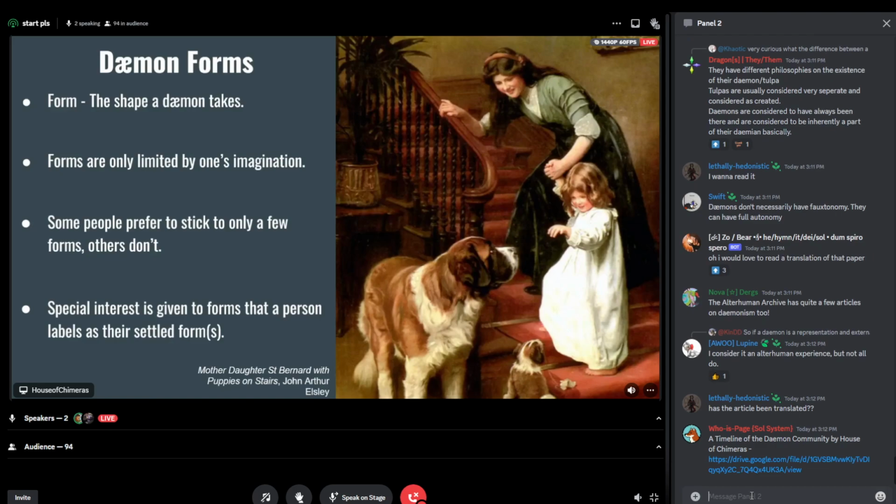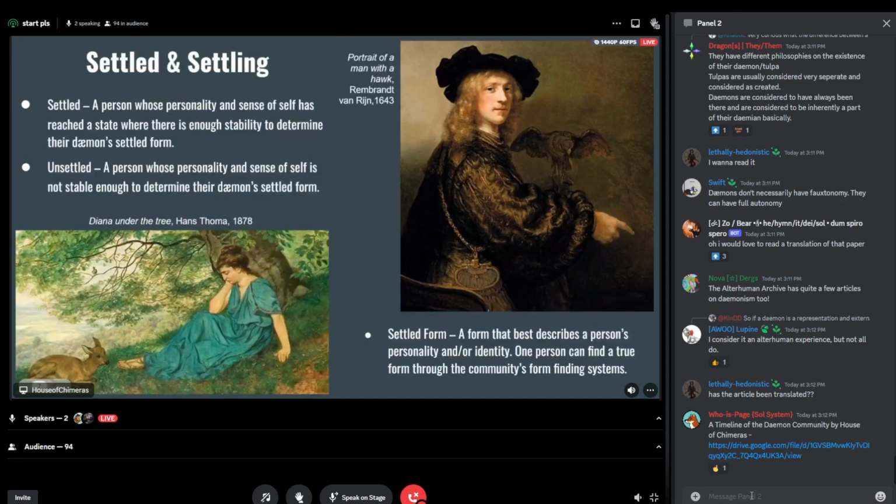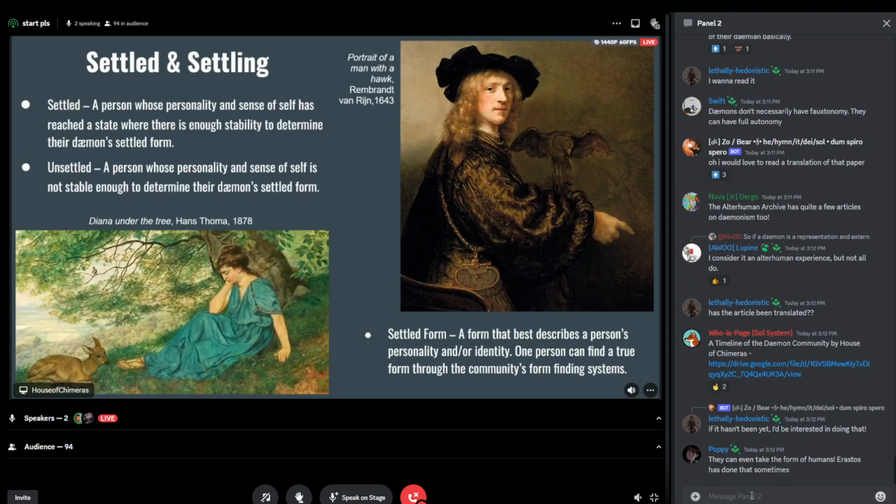While daemons can take on any form, within the community, special interest is given to forms that individuals can describe as their settled forms. Within the community, the word settle, as in settle or settling, refers to a state where a person's sense of their own personality and their own awareness of who they are as a person stabilizes or doesn't change as radically as it did when they were younger.